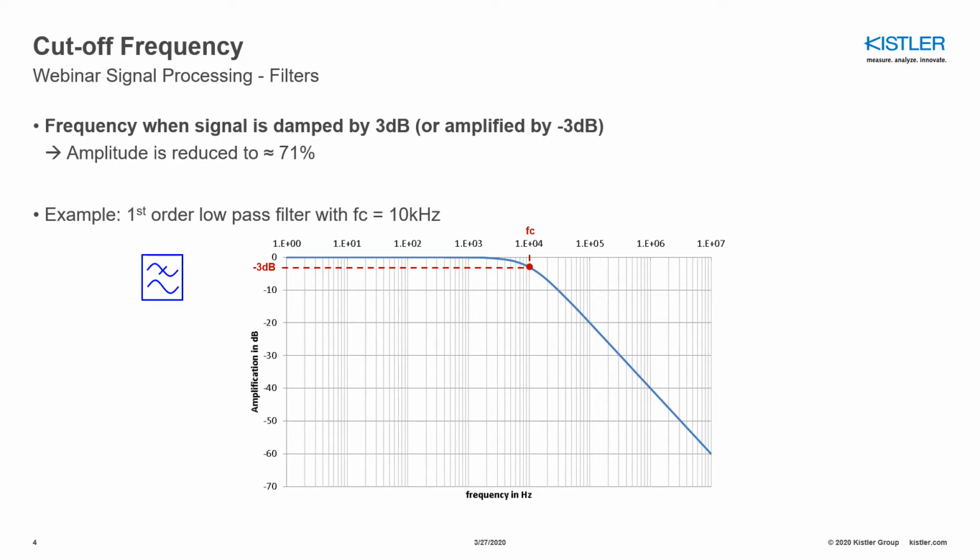In the graph below, you see an example of a frequency response of a first order low pass filter with a cutoff frequency of 10 kHz. In the diagram, you see a red marker with the -3 dB line, and the -3 dB line crosses the blue frequency response at 10 kHz. So that means the -3 dB point for this filter is at 10 kHz, and this equals the cutoff frequency of this filter.